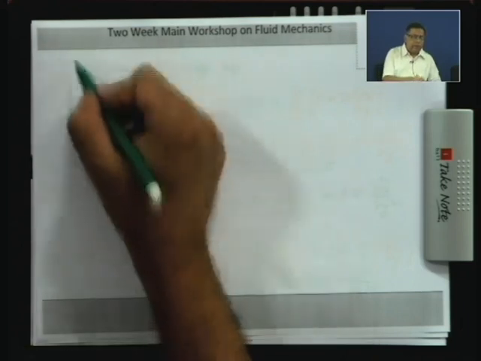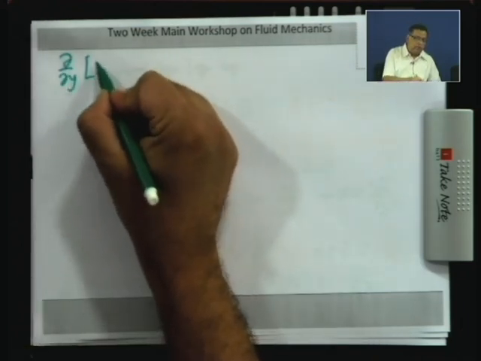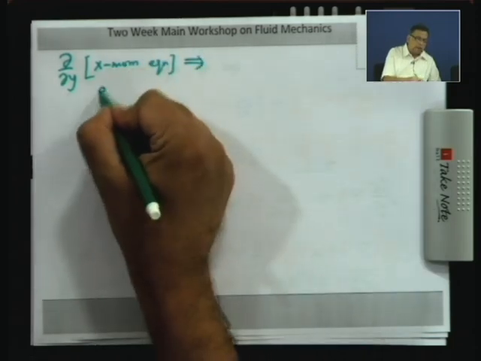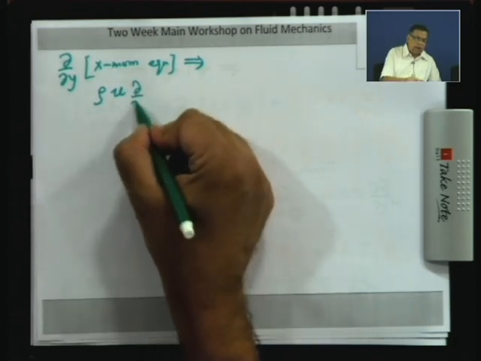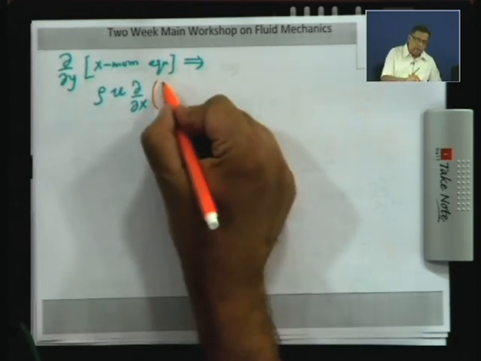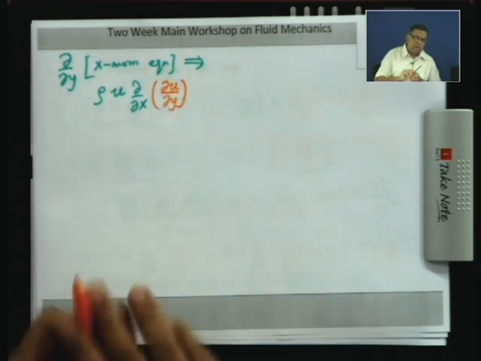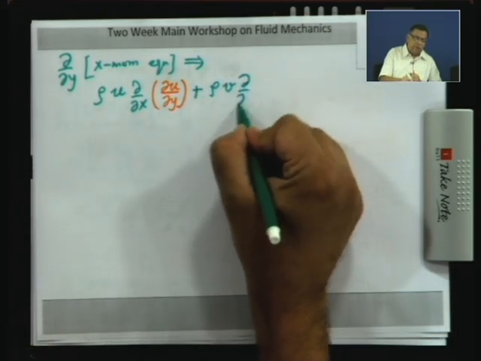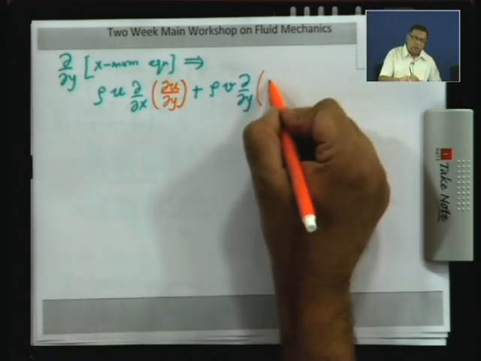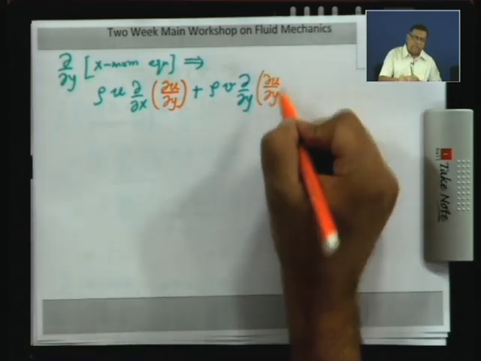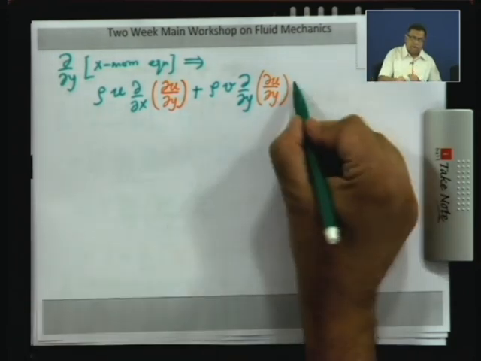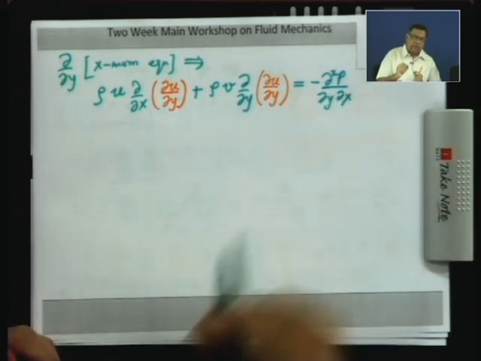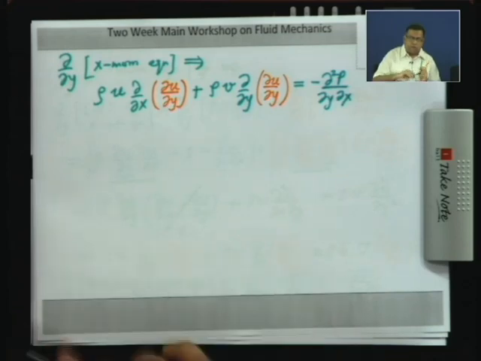So, the final result that we get when we differentiate the x momentum equation with respect to the other coordinate y is that ρu ∂/∂x acting on ∂u/∂y plus ρv ∂/∂y acting on ∂u/∂y is minus ∂²p/∂y∂x. So, I will put a box around this and we will use this later on.